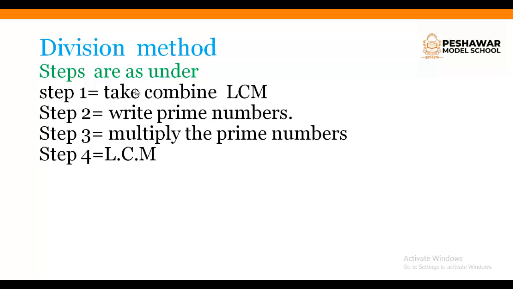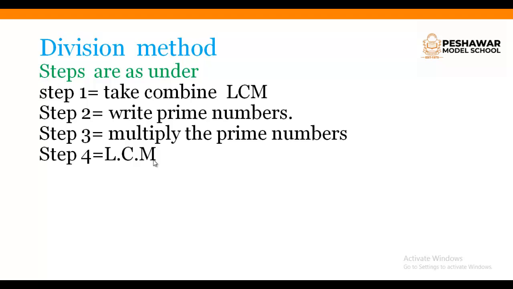So let's start. The very first step of the division method is to take the combined LCM of the numbers. In prime factorization you take the separate LCM, but in the division method you take the combined LCM of the numbers. Step number 2 is to write prime numbers. When you find the LCM, write the prime numbers over here in a line. Step number 3 is to multiply the prime numbers. Step number 4, LCM: when you multiply the prime numbers, you will get the answer, that is the LCM.